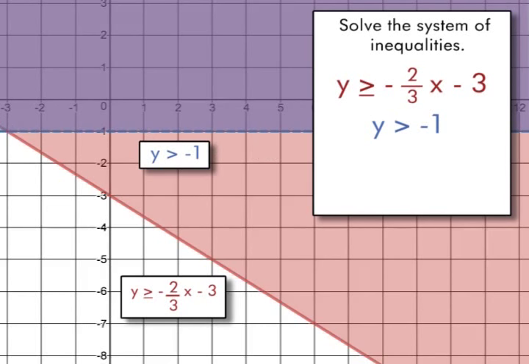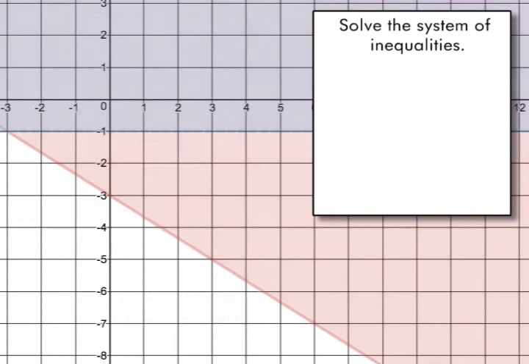So there's a whole lot of information presented here in a very compact way. Again, I would recommend shading one of the functions with vertical stripes and the other with horizontal, so it makes it easier to see where they overlap. But that entire area in purple represents our solution to this system of inequalities.